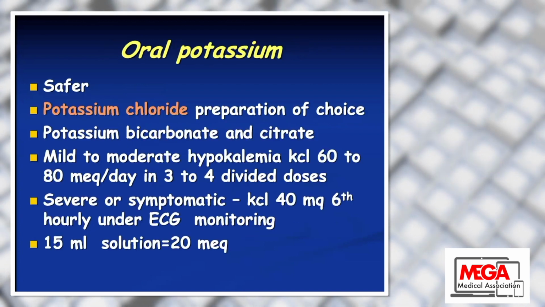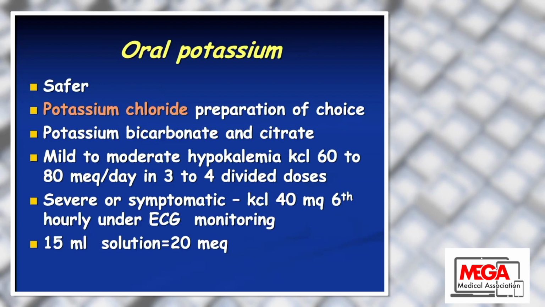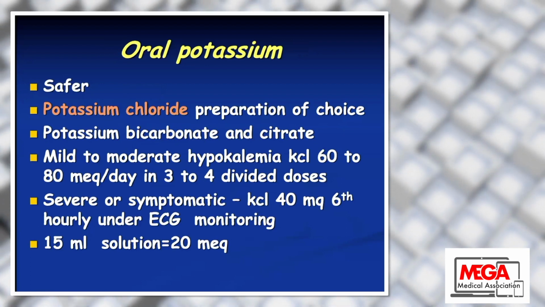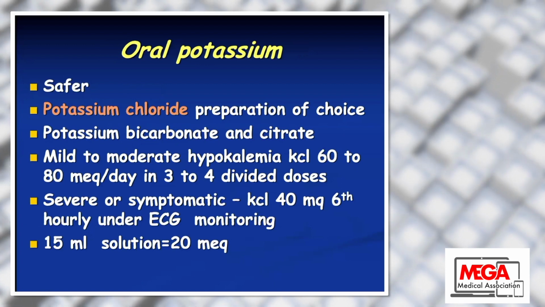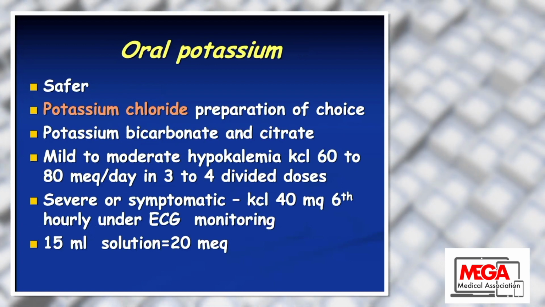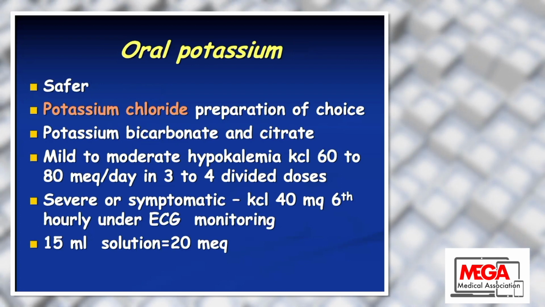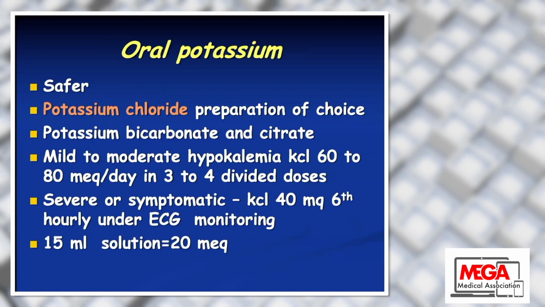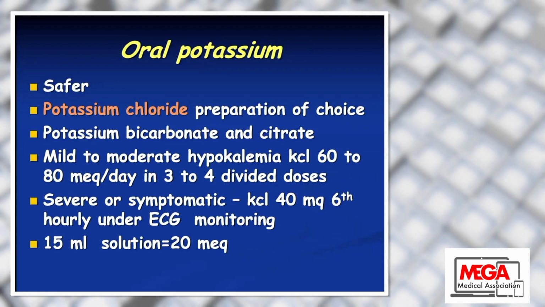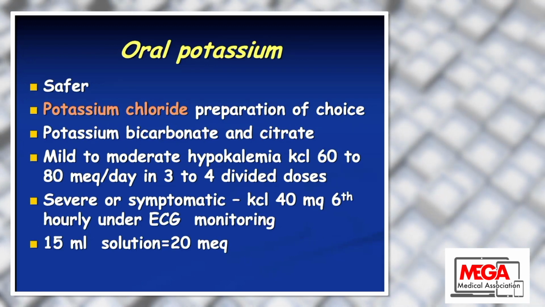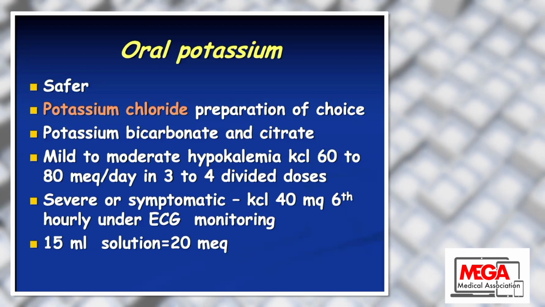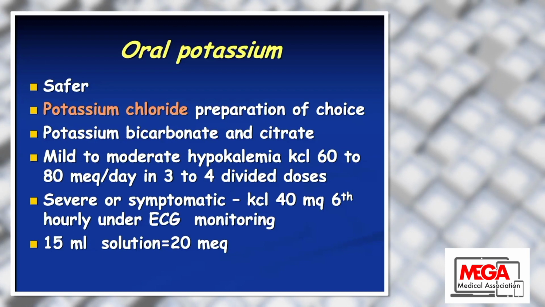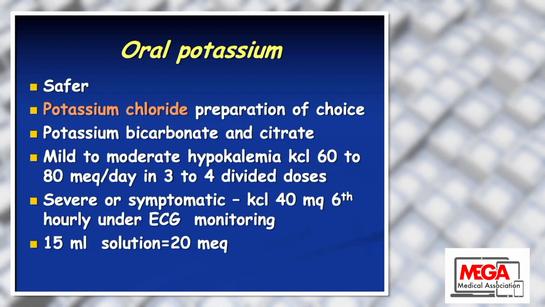As we said, oral potassium is safer. Potassium chloride is the preparation of choice. However, potassium bicarbonate and citrate can be used. In mild to moderate hypokalemia, we use potassium chloride orally, 60 to 80 milliequivalents per day in 3 to 4 divided doses. In severe or symptomatic cases, we give potassium 40 milliequivalents every 6 hours together with ECG monitoring. And each 15 ml of the solution of potassium chloride contains 20 milliequivalents.